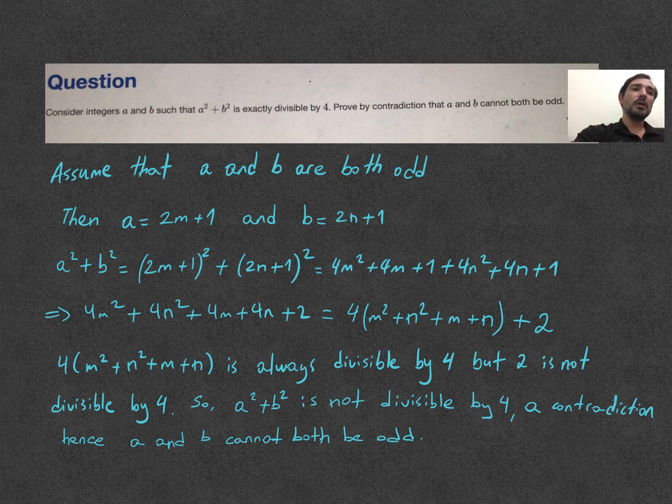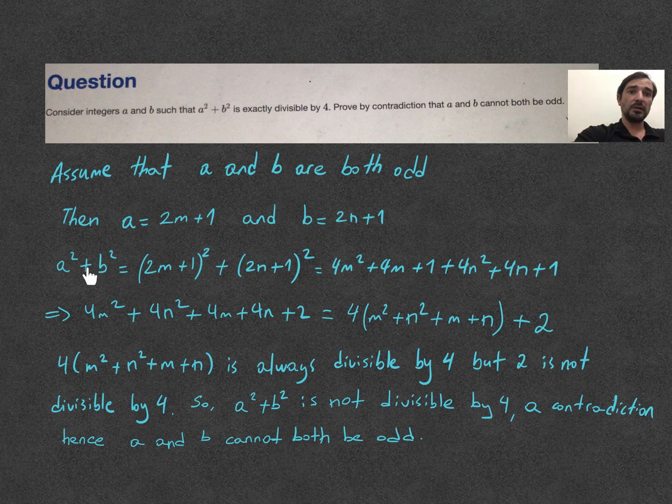So if a and b are both odd, then I can define a as 2m plus 1, or 2k plus 1, or 2k minus 1. I'm going to pick 2m plus 1 for a, and for b I will say 2n plus 1. m and n are both elements of the integers, positive integers. So what is my expression? It's a squared plus b squared.